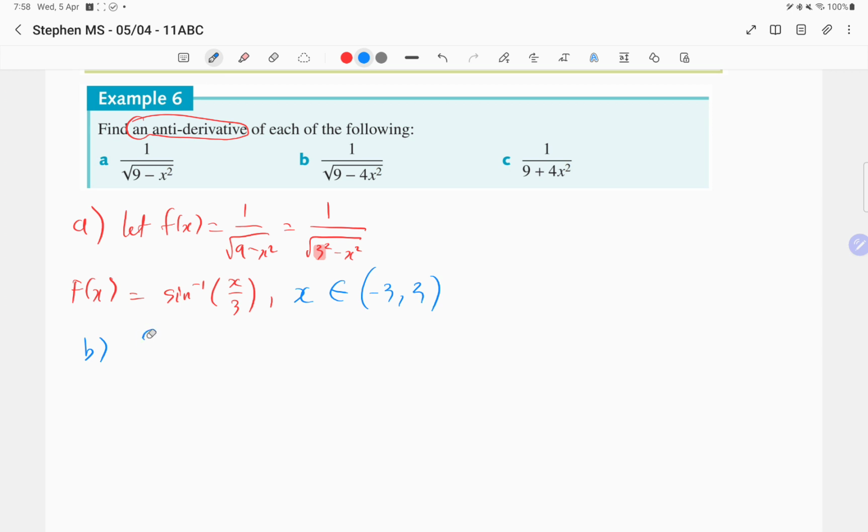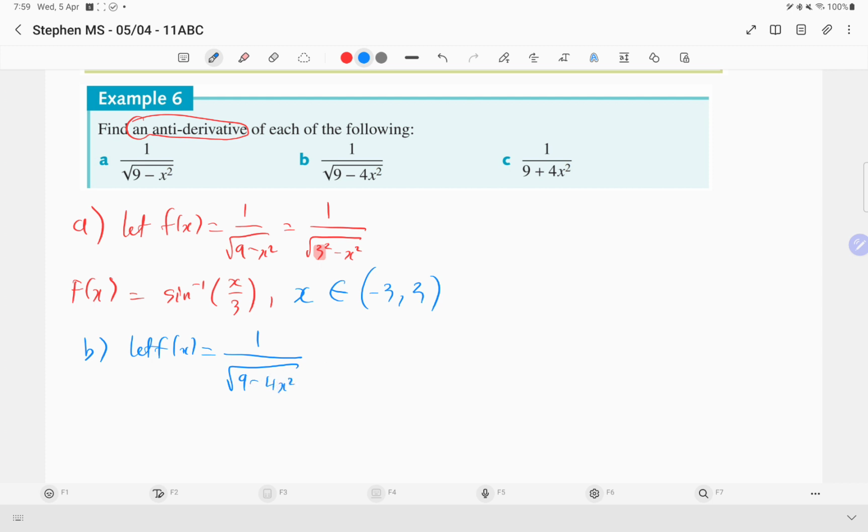Question B. Let f(x) be that. Work this one out. Then big F of x would be inverse sine of... Why is there a 4 there now? So what do you do? Is it 1 over 4 in front of the inverse sine? No.